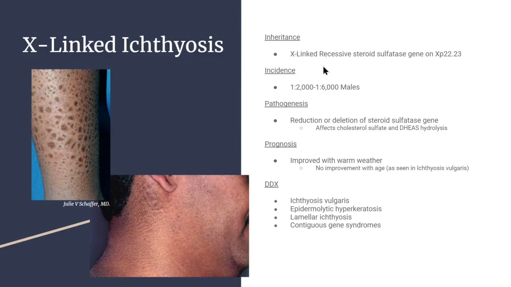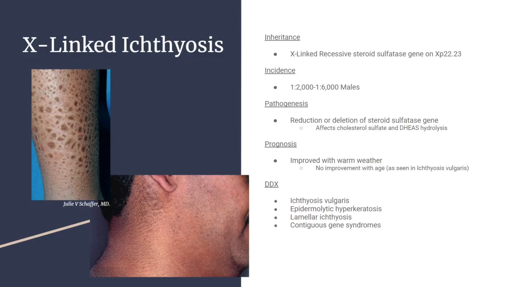Ultimately, it's X-linked recessive. The steroid sulfatase gene is on Xp22.3, and this actually is important because you can have this form into a contiguous gene syndrome, and this can down the line overlap with something called Kallmann syndrome, which is located very close to this gene on the X chromosome.